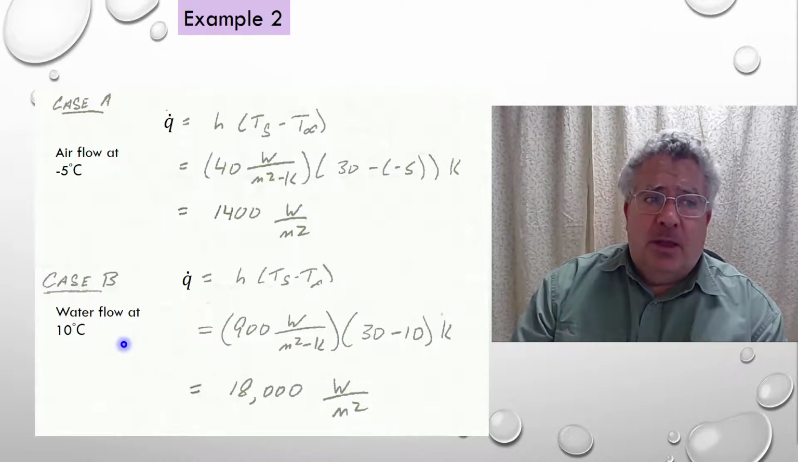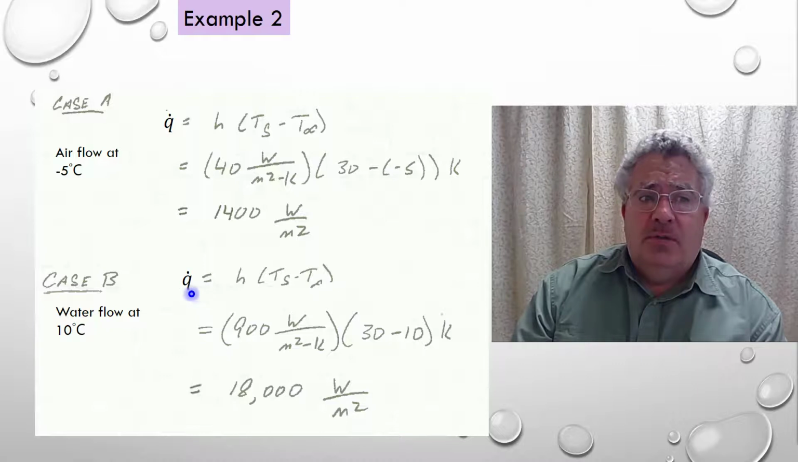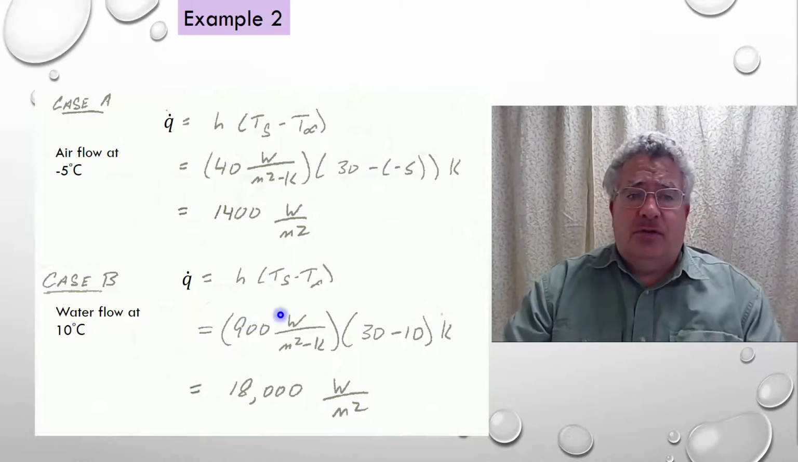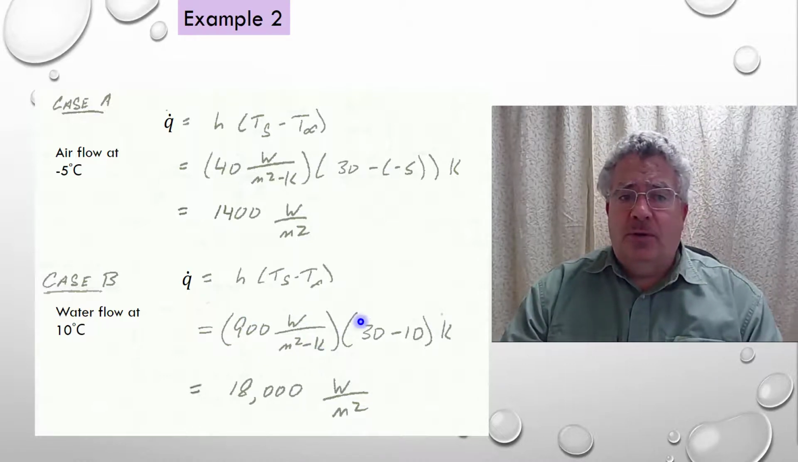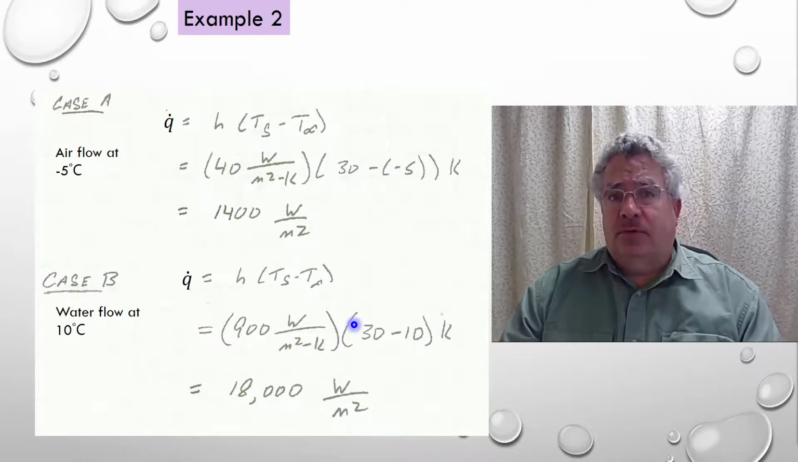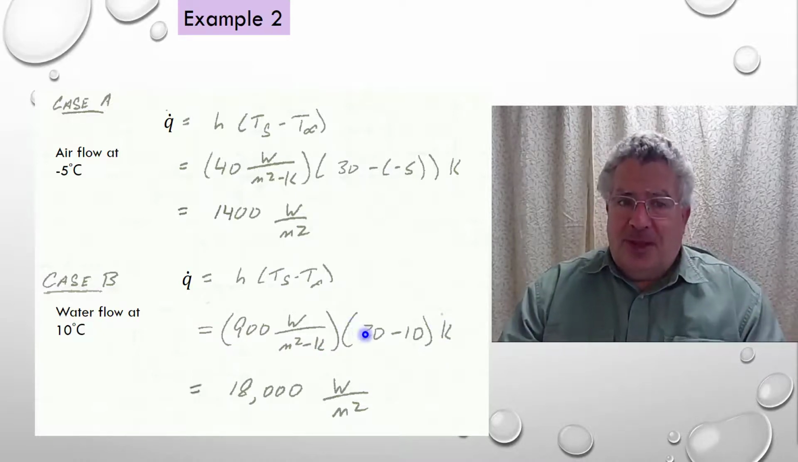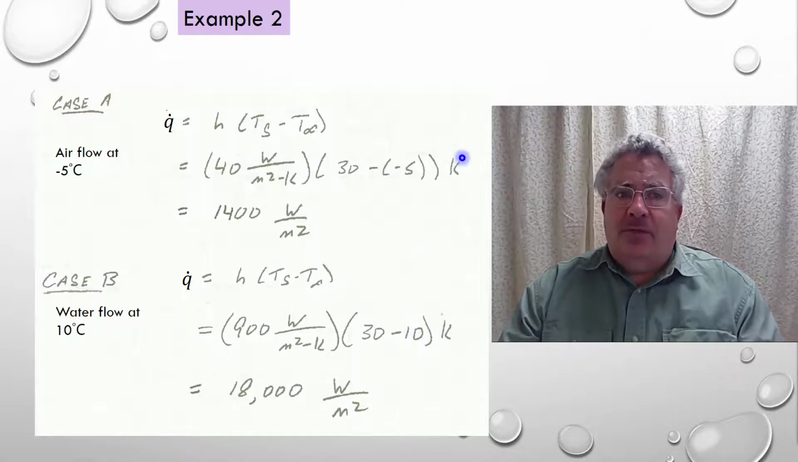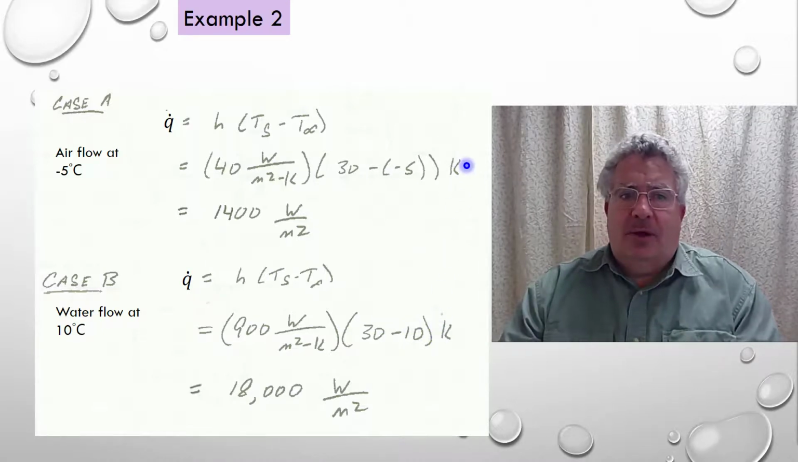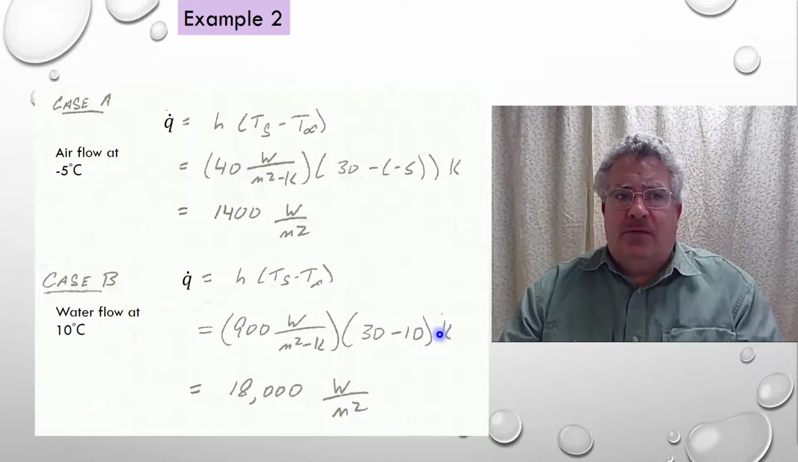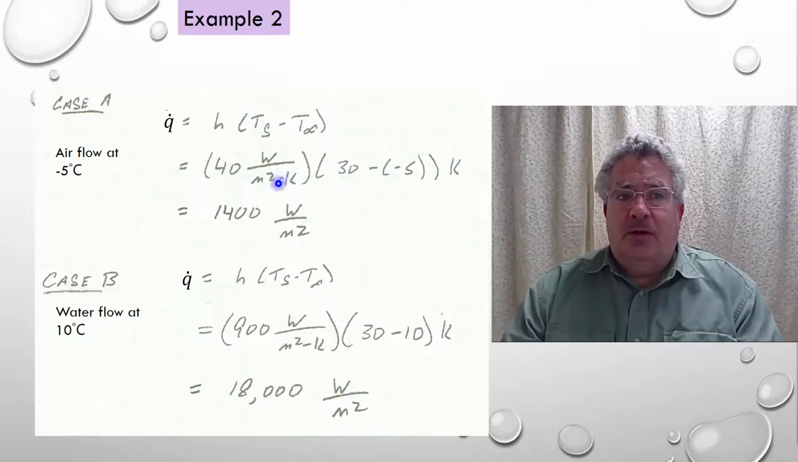Case B is the water flowing at 10 degrees. So we have q dot equals h (Ts minus T infinity). So h, the convection heat transfer coefficient, is 900 watts per meter squared per Kelvin. Multiply that by the temperature difference. We know it's 20 degrees, but again, doing the math, it's 30 minus 10. And notice I have Kelvin over here. It doesn't matter if it's Kelvin or degrees centigrade, because it's a temperature difference. In this case, I'm explicitly writing Kelvin because I want to show that it cancels with your heat transfer coefficient.